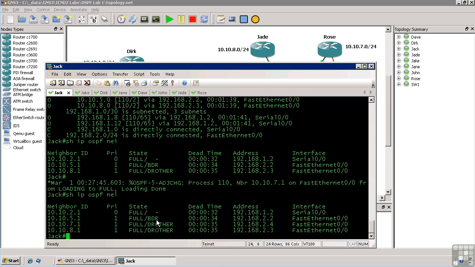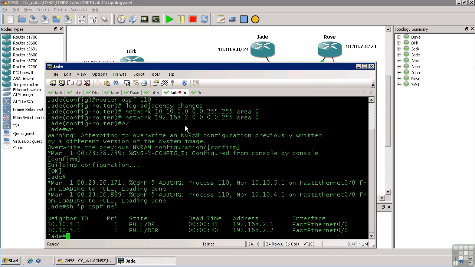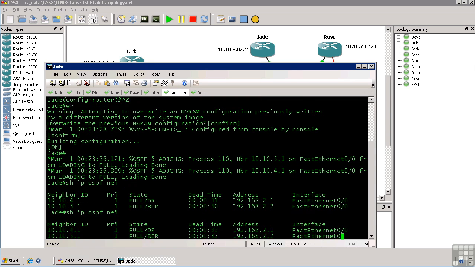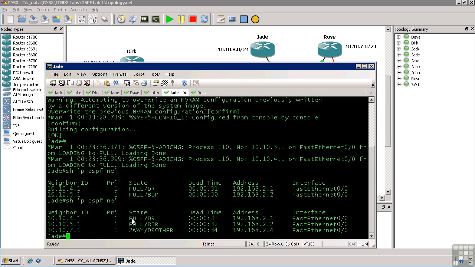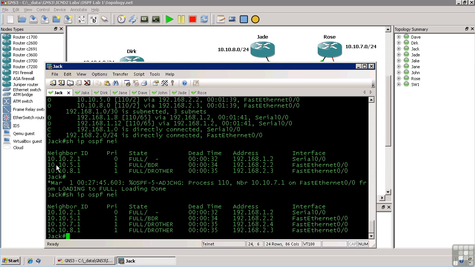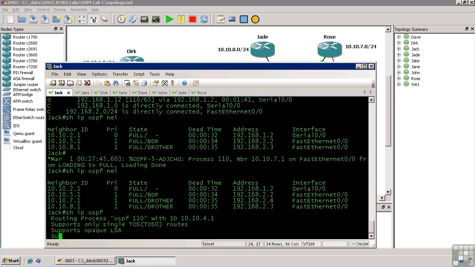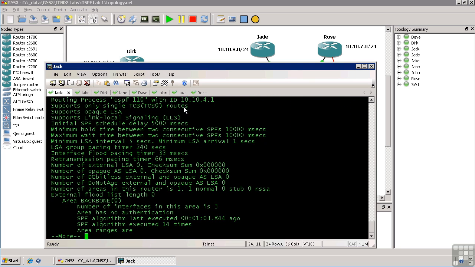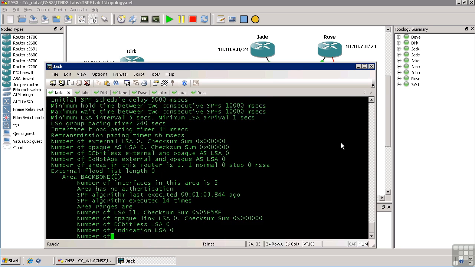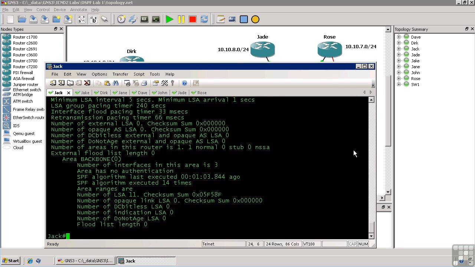So by looking at this, I can determine that my router, Jack, is the designated router. We can verify this by going to one of the other routers on that segment. Let's pick Jade and do a show IP OSPF neighbor. We see 10.10.4.1 is the designated router on IP address 192.168.2.1. We go over here to Jack. We do show IP OSPF. We see that 10.10.4.1 is our router ID. Our SPF algorithm has executed 14 times now because we've added 2 more networks. The networks on Rose and on Dave down here.